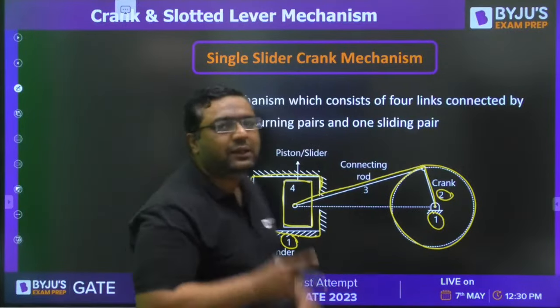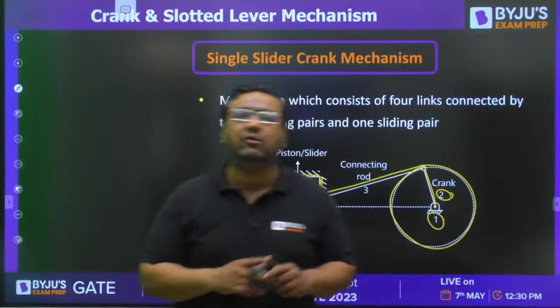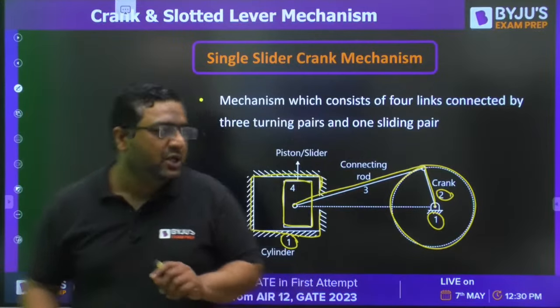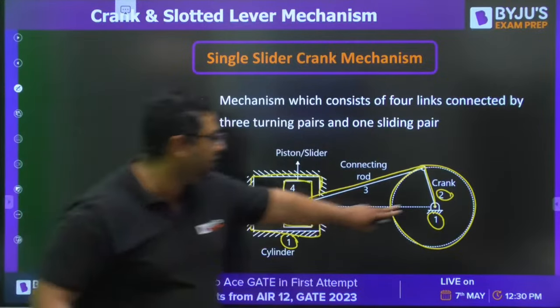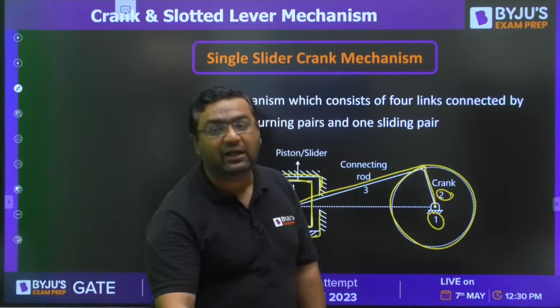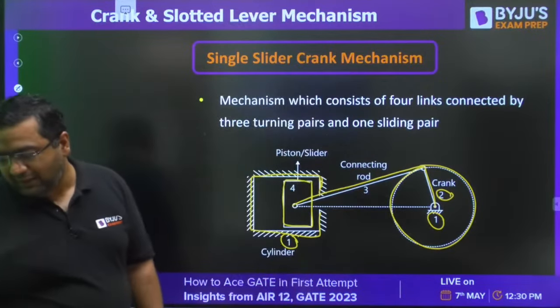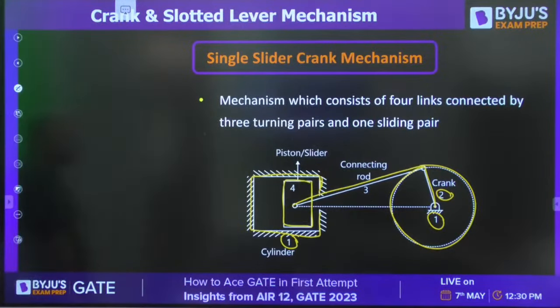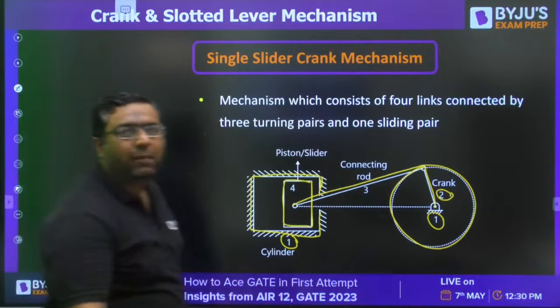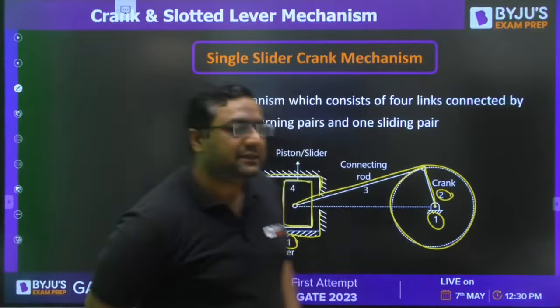I told you the 2 links which do not have any relative motion will be considered to be the same. So link number 1 and this cylinder will be the same because they don't have any relative motion. That is why they are considered the same. So guys, this is the configuration of 4-bar mechanism in which one turning pair is replaced by a sliding pair. That is the discussion.